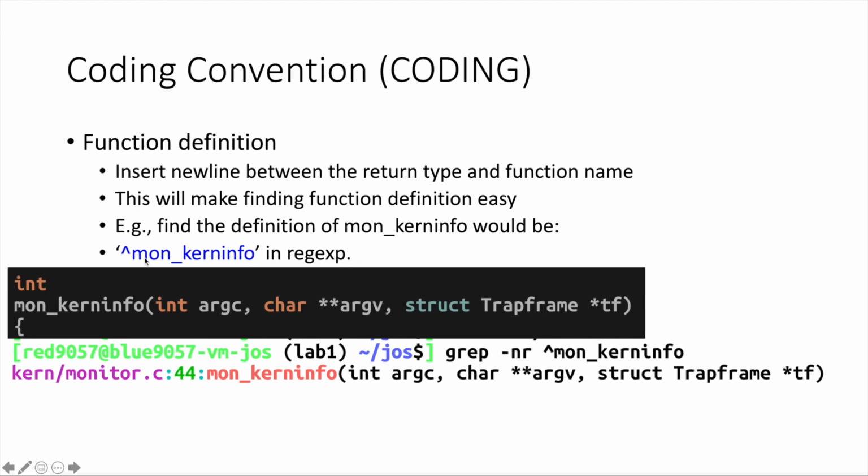So if you search the function name with a regular expression as appearing at the start of the line, then that will always be the definition of the function. For example, to find where this function is defined, just run grep -nR. The n means printing the line number of the line found from the search, and R means search recursively from the current directory.